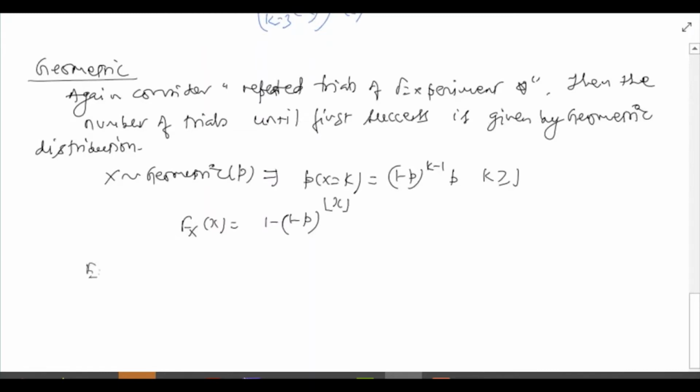We can compute the mean and variance of geometric random variables using the formula that we saw in the last lecture. So in particular, the expected value of x will be the sum over k equals 1 to infinity of k times 1 minus p raised to k minus 1 times p, and it turns out to be equal to 1 by p. Similarly, the variance of x turns out to be 1 minus p by p square. Let's see an example.